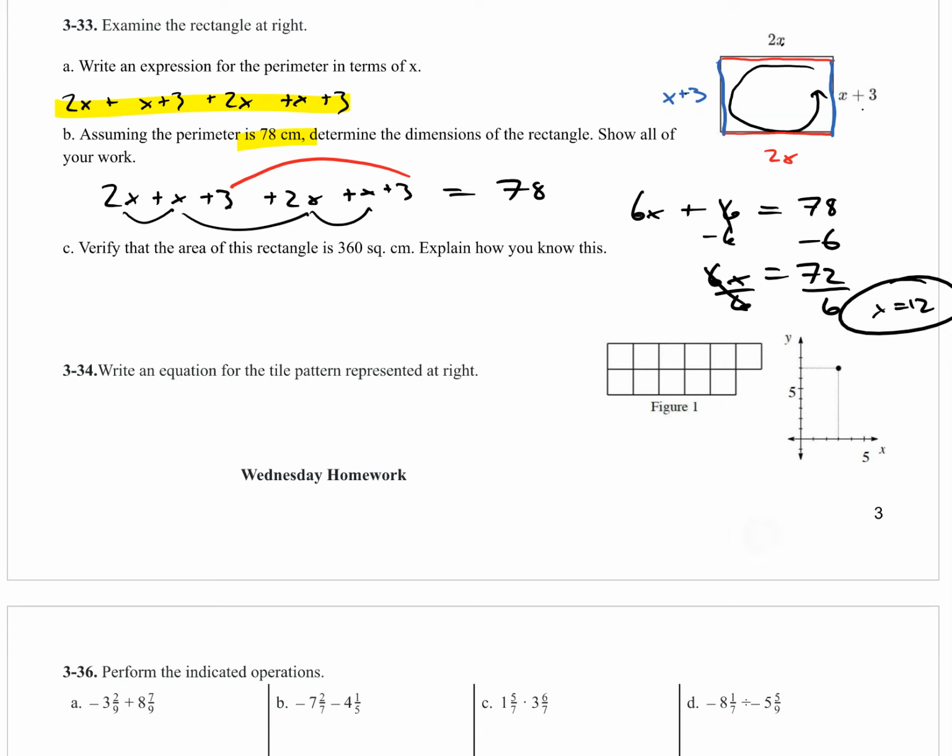Alright, so what are my dimensions? What does that mean? So the dimensions are 2 times 12, which is 24. And then this is 12 plus 3, that's 15. So the dimensions are 24 by 15.